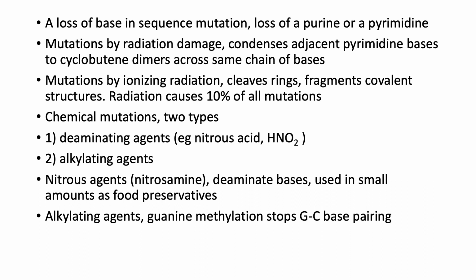So we talk about loss of base sequence mutation, or loss of purine or pyrimidine. You can also have radiation damage. The damage occurs where the radiation impinges on the surface. You get condensation of adjacent pyrimidine bases, oftentimes dimers of thymidine. You can get those pyrimidine bases transforming to cyclobutane dimers across the same chain of bases. This freezes the base, breaks the strand, and you get a mutation at that point.